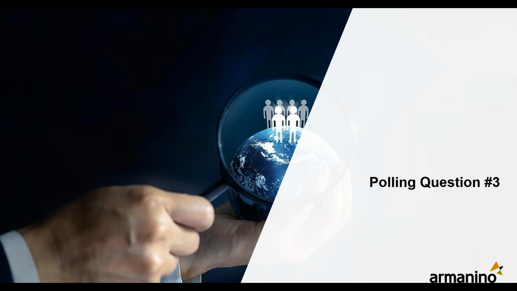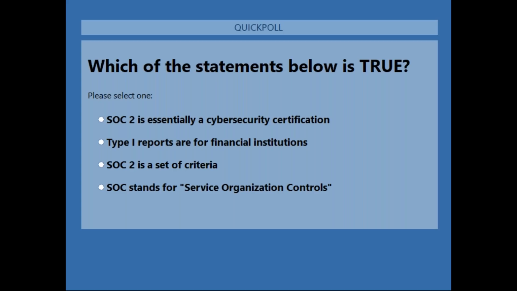So let's move to a polling question and do that one real quick. Which of the statements below is true? SOC 2 is essentially a cybersecurity certification? Type 1 reports are for financial institutions? SOC 2 is a set of criteria, meaning management must implement controls to address risks specific to their operations and to meet the SOC 2 criteria? Or SOC stands for service organization controls?